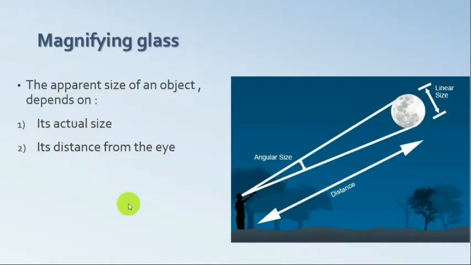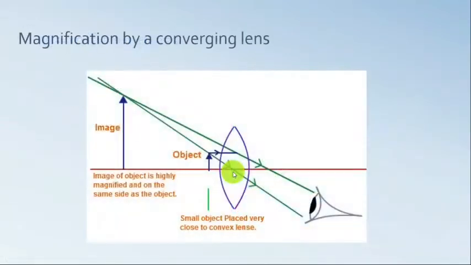At the beginning, the apparent size of any object depends on two things. It depends on the actual size of the object and the distance of the object from the eye. So the apparent size, it's the normal size for any object. It depends on these two factors, the actual size and the distance between the object and the eye of the observer.